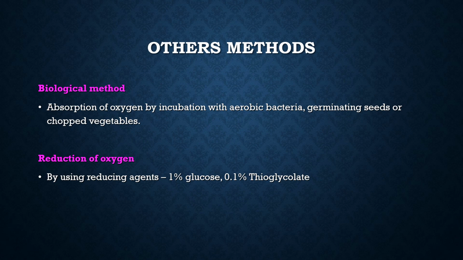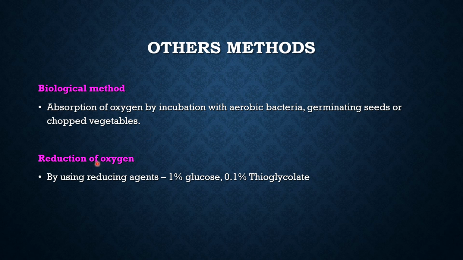Other methods are biological methods. Biological methods are like absorption of oxygen by incubation with aerobic bacteria. That aerobic bacteria will scavenge the oxygen from the environment. The other thing we can do, we can put germinating seeds or chopped vegetables, so that these things will absorb the oxygen from the environment, so that anaerobic microorganisms can flourish.